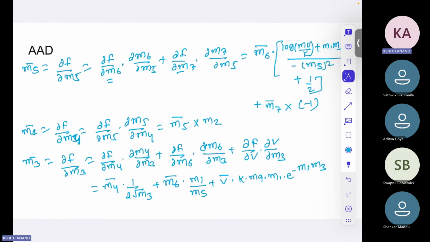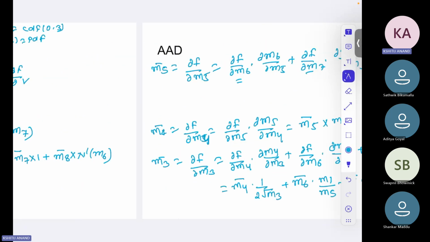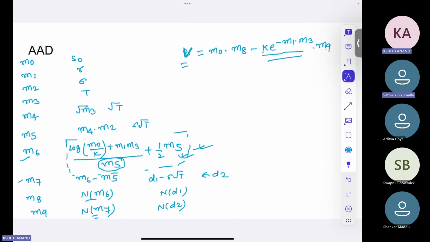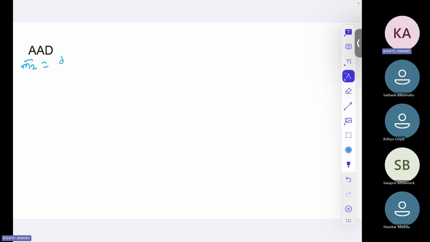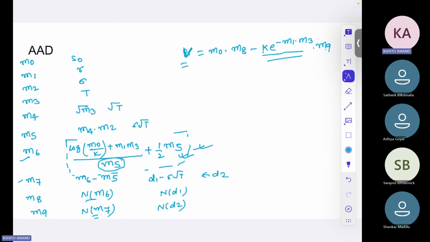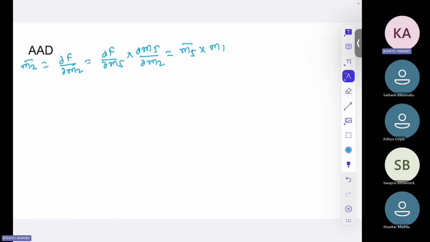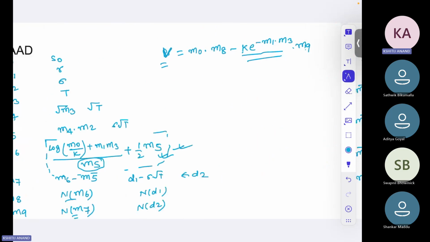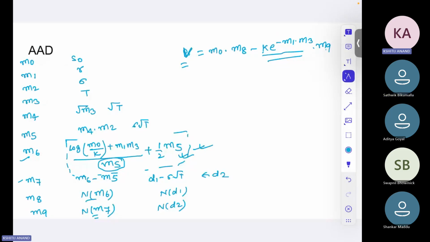Yes. Now finally M2 bar. Where does M2 appear? Only in M5. Then it will be easy, right? dF divided by dM2 will be dF divided by d of M5 into d of M5 divided by dM2. It will be M5 bar into dM5 by dM2, which is M4. Now M1 bar, dF divided by dM1. M1 appears in M6 and V.